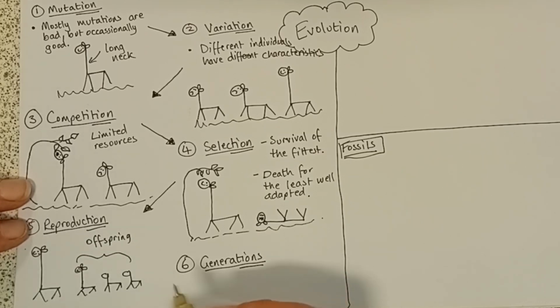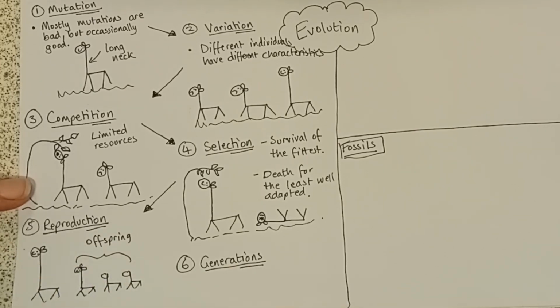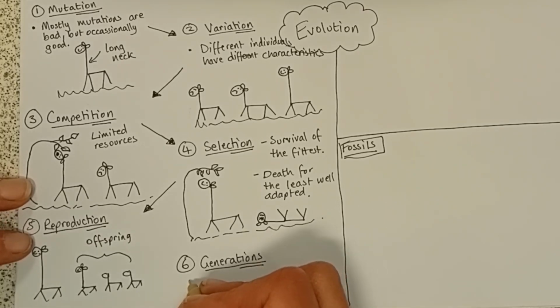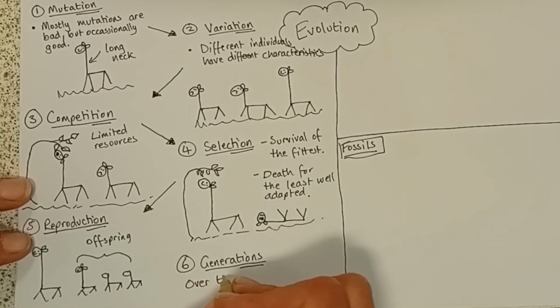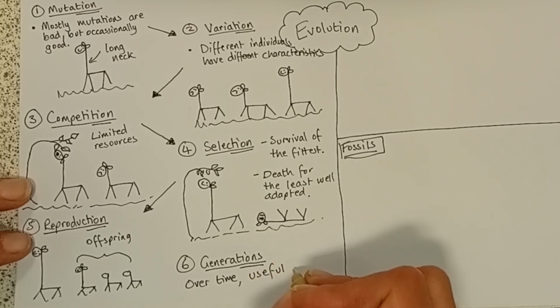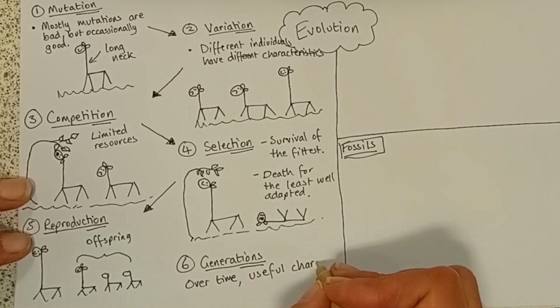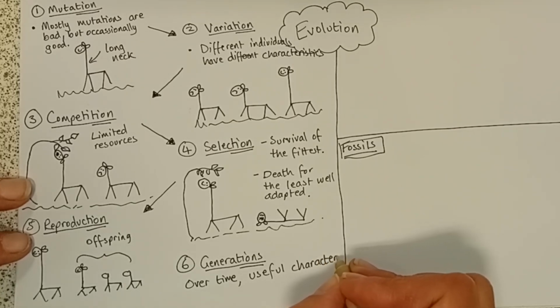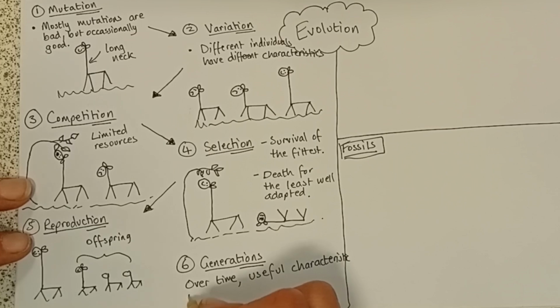And that means over many generations, the longer neck ones are more likely to survive. They're more likely to have children, which means over long periods of time, the long neck will become more common. Over time, the useful characteristic, in this case, neck of giraffe, becomes more common.